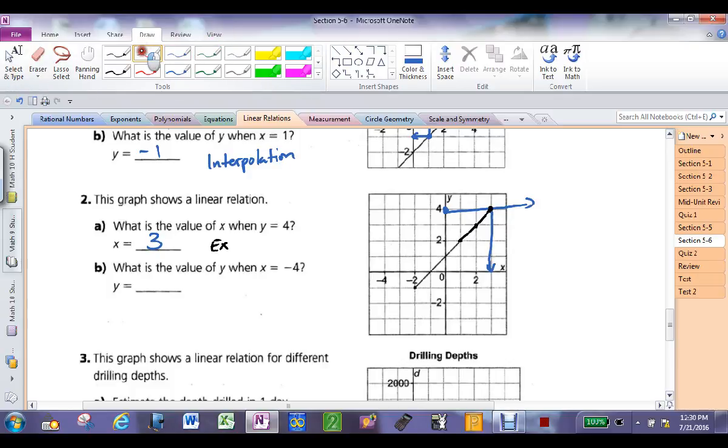Let's do the next one. X equals -4. So where do I go? On which axis? -4 on the x-axis. Now I look for the line. Is it up here? No! Is it down here? No! So what do I do? I extrapolate. Down one, over one, down one. Oh, there it is. And it is what? -3. And it is also extrapolation. Got it?